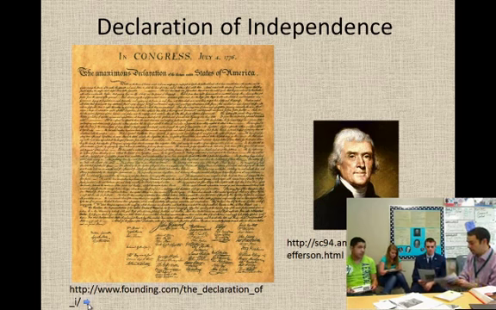Now, quick side note. Remember how we said in the hook activity how if you move out, you have to make your own rules? Well, that's what happened here. The colonists are not a part of England anymore. They declare their independence, but now they got to make their own rules. So what rules do they write?